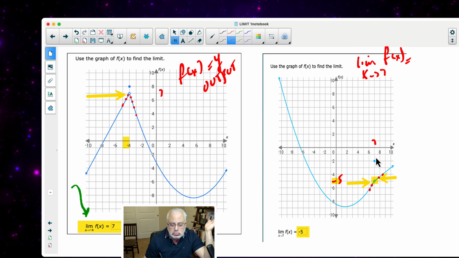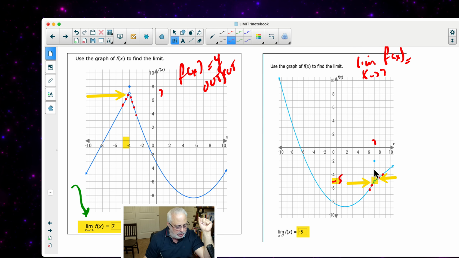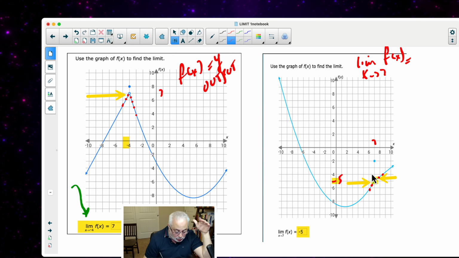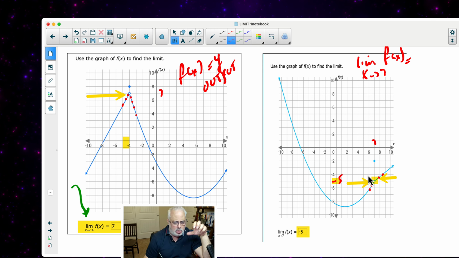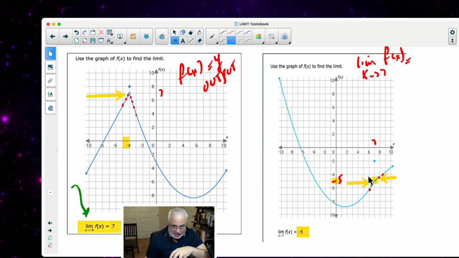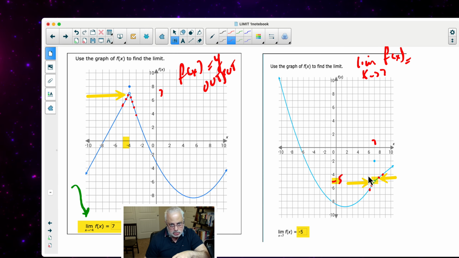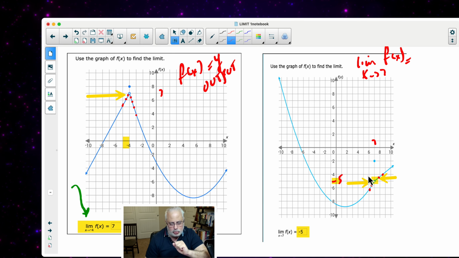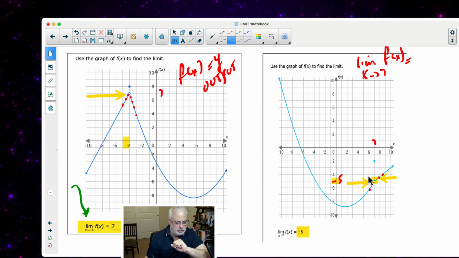Is it important what happens at the point x equals 7? No. This is not a matter. It's not our business right now. It will be our business later on when we introduce the next concept in calculus, which is continuity. But right now, we don't care about that. We are just finding the limit of the function.